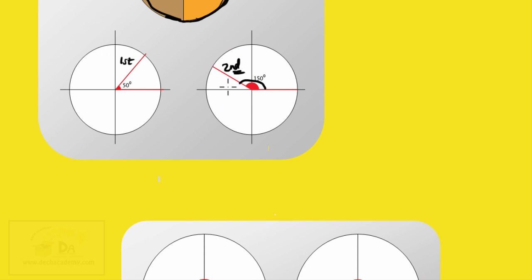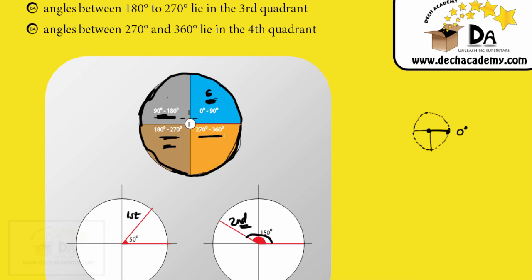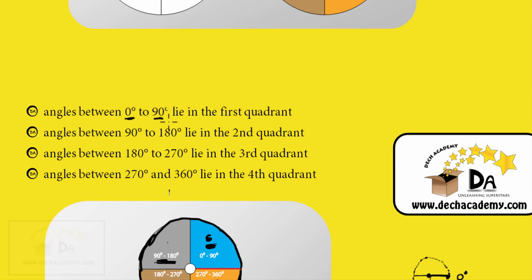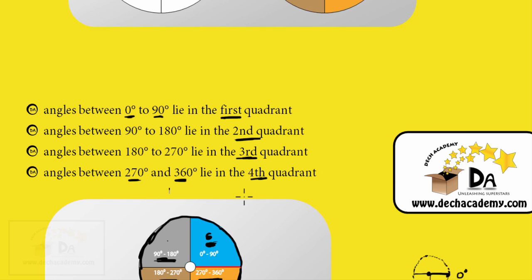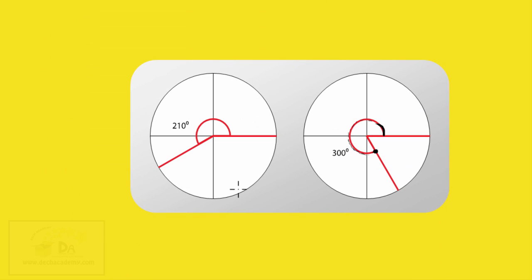So these four diagrams here summarize what this diagram is saying and what these bullet points are saying. An angle between 0 degrees and 90 degrees lies in the first quadrant. Angles between 90 degrees and 180 degrees lie in the second quadrant. Angles between 180 degrees and 270 degrees lie in the third quadrant. Angles between 270 degrees and 360 degrees lie in the fourth quadrant. So that's a summary of everything so far.